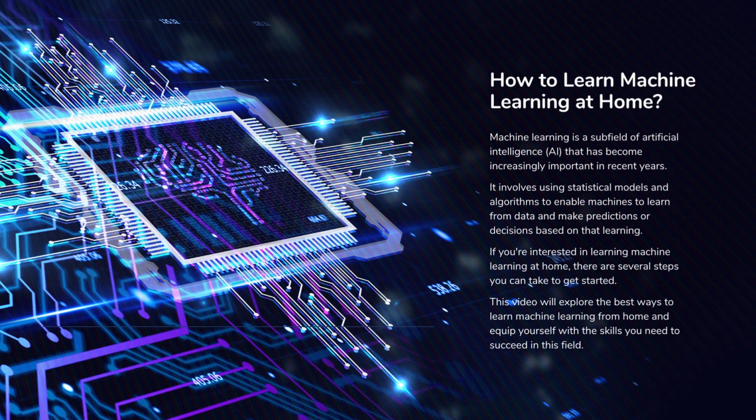How to learn machine learning at home. Machine learning is a subfield of artificial intelligence, AI, that has become increasingly important in recent years. It involves using statistical models and algorithms to enable machines to learn from data and make predictions or decisions based on that learning. If you're interested in learning machine learning at home, there are several steps you can take to get started. This video will explore the best ways to learn machine learning from home and equip yourself with the skills you need to succeed in this field.